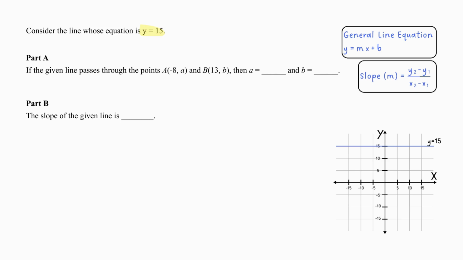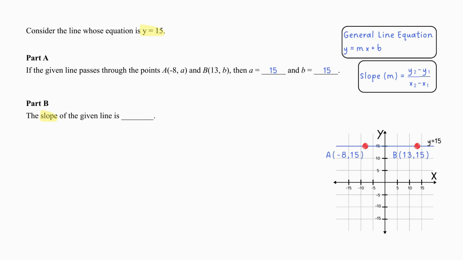Therefore, for point A, (-8, a), since this point is on the line y equals 15, its y value must be 15. So a equals 15. Point B, (13, b), same rule. Since it's on the line, the y value has to be 15. So b equals 15. Moving to part B, let's talk about the slope. Slope is just another word for how steep the graph is. Look at the line y equals 15. It's perfectly flat. Therefore, the slope is 0.